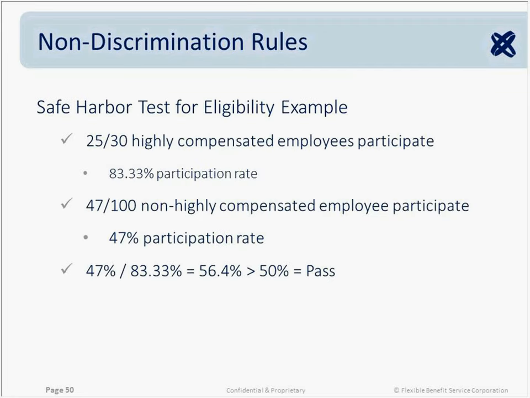Just to show you an example of what that would mean in terms of passing, let's say you had 30 highly compensated employees. 25 of those 30 participate in the plan, so you've got just over an 83% participation rate. Then you have 100 non-highly compensated employees, 47 of which participate in the plan, or a 47% participation rate. When we take the ratio there, 47% divided by 83.33%, we get a percentage of 56.4%, which is greater than 50%, which gives you an automatic pass.